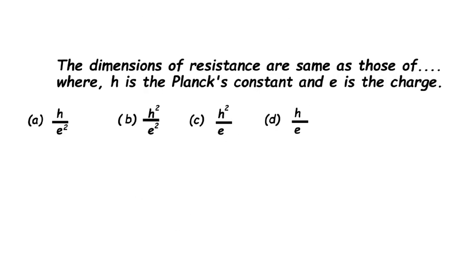The dimensions of resistance are same as those of dash, where h is the Planck's constant and e is the charge. Option A, h square divided by e square. Option B, h square divided by e. Option C, h divided by e square, and option D, h divided by e.